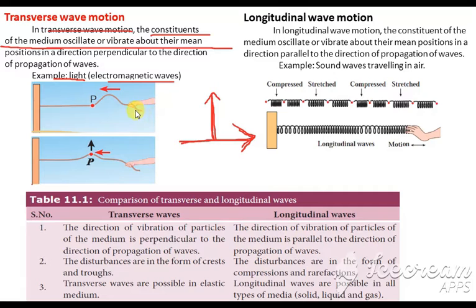Okay, and consider the example of a wire or string which has been attached like this, and if we make a movement, what happens? It moves, and that is a transverse wave. Next one is the longitudinal wave.